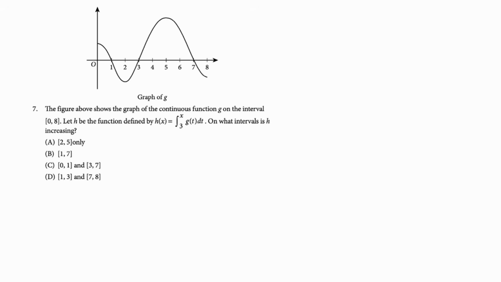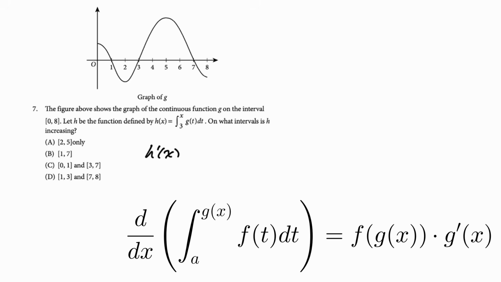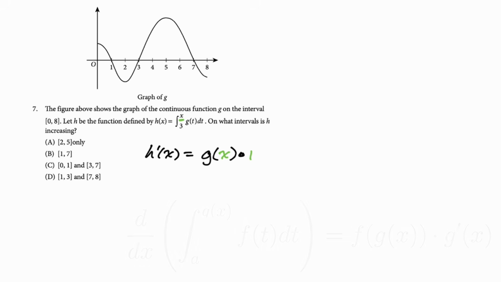So on what interval is h increasing? That's exactly what we need to do here. We need to find the derivative. That's the second fundamental theorem of calculus. So h prime of x, we're going to take the upper bound of this thing, which is x, and sub it in. That gives us g of x times the derivative of the upper bound, so times 1. So h prime is g. We are looking at the graph of the derivative. So if we're trying to figure out where something is increasing and we have the graph of the derivative, we just need to know where that is positive. So 0 to 1 and then 3 to 7.